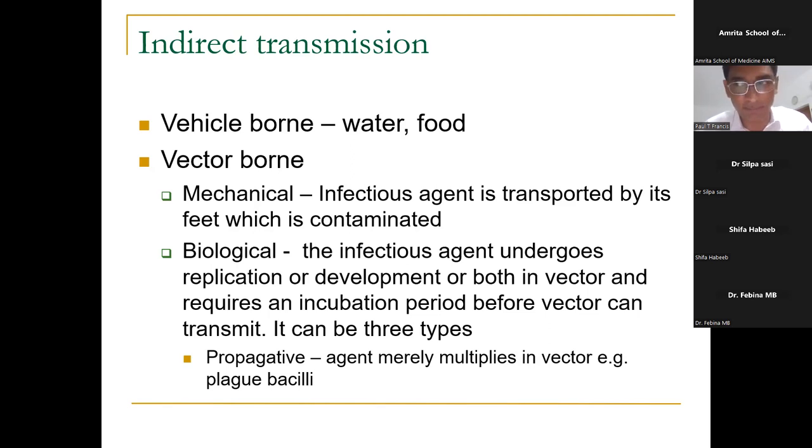other persons. So propagative, the agent merely multiplies in a vector, like plague in the flea. Cyclopropagative, in malaria, there's a process occurring, biological changes occurring, and also multiplication. And just cyclical changes occurring in filariasis. There is no multiplication occurring in filariasis, for the agent while they are in the mosquito. So these are some of the ways in which the vector spreads the disease.